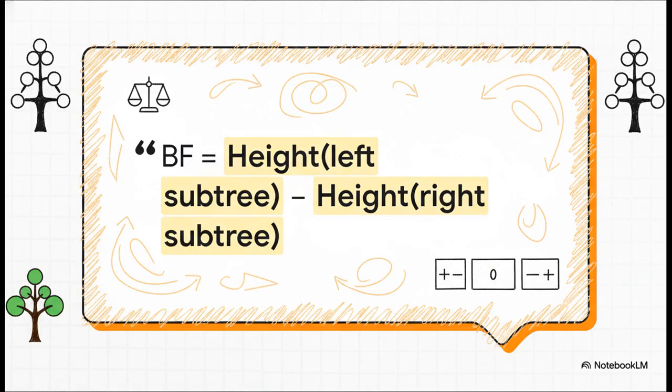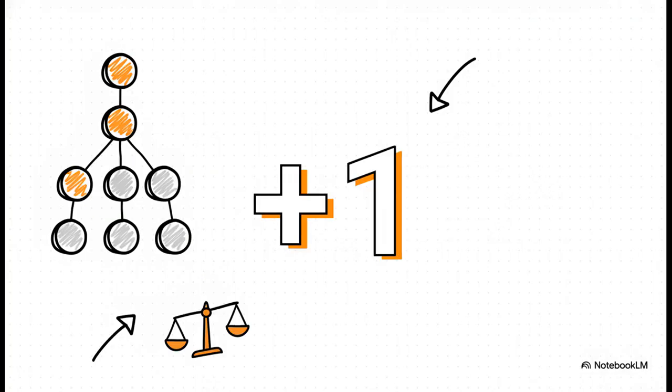Well, it uses a really simple calculation called the balance factor. For every single node, it's constantly checking the height of its left branch versus its right branch. And the result of that check has to stay within a very strict range. A balance factor of +1? Totally okay. That just means the left side of a node is one level deeper than the right. It's a little lopsided, sure, but it's stable and completely within the rules.